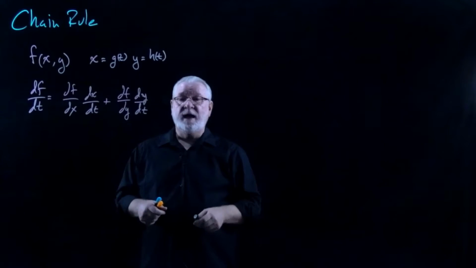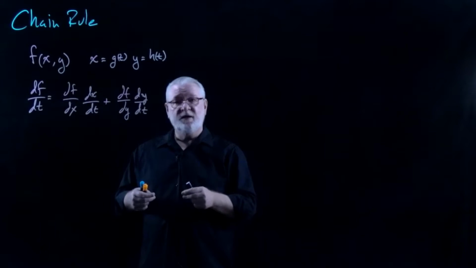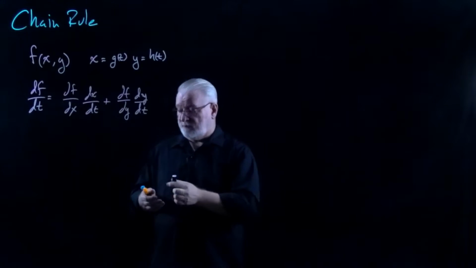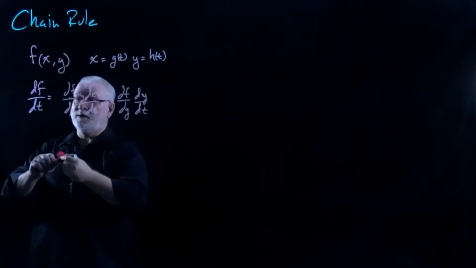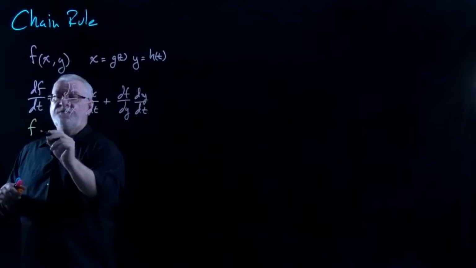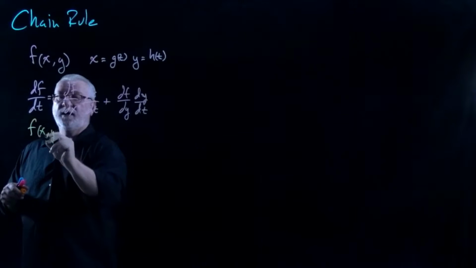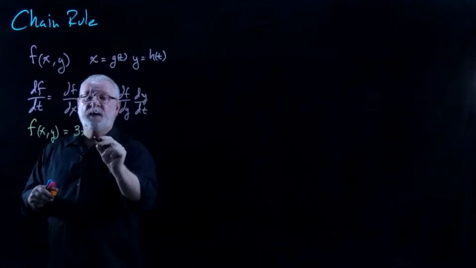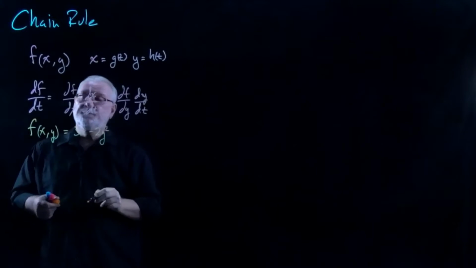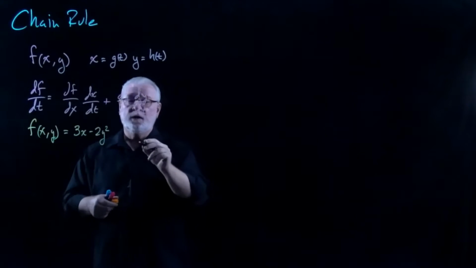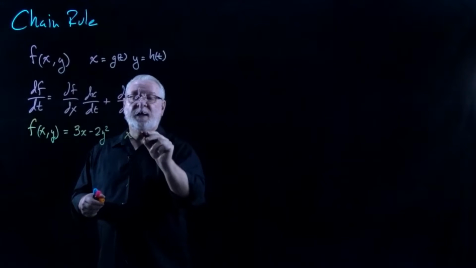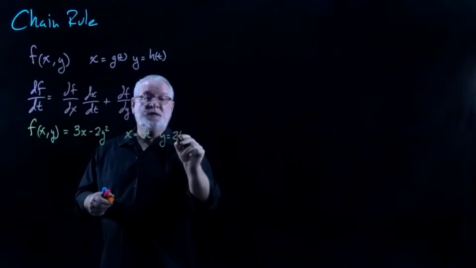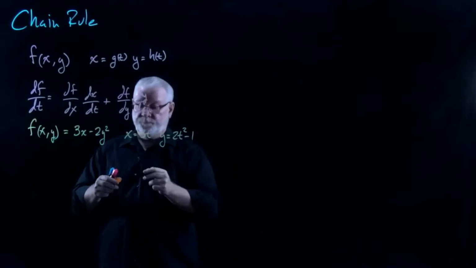Okay, let's take a look at an application of this and show you the advantage of not having to do the substitution before we actually go forward with the differentiation. So the example I'll give you is, suppose we have our function f of x and y, and just for the sake of argument, it's 3x minus 2y squared. Further, x is defined as 3t, and y is defined as 2t squared minus 1.